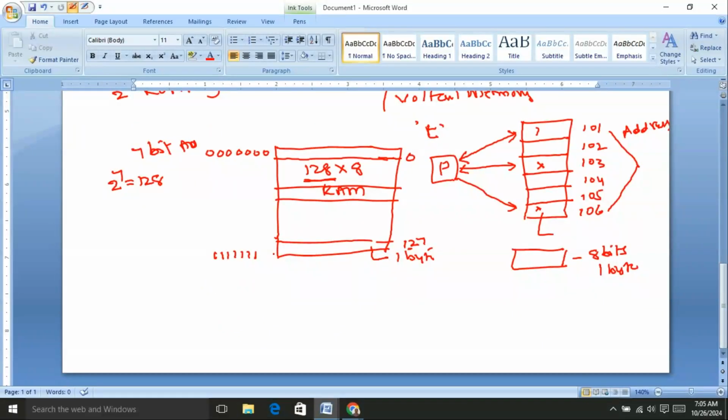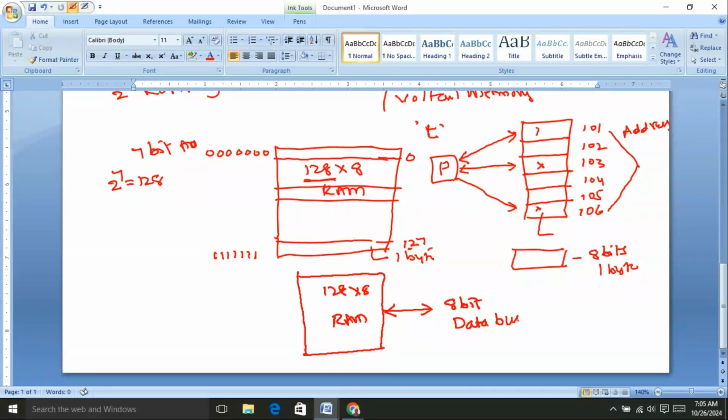Not only this, this chip also consists of, here I am going to write the entire structure of the RAM. Let us consider this is a 128 by 8 RAM chip, and the length of the location is 8 bits, hence it consists of 8 bits to and fro, that means either to store the data or to send the data out. These are the 8-bit data bus or data lines.